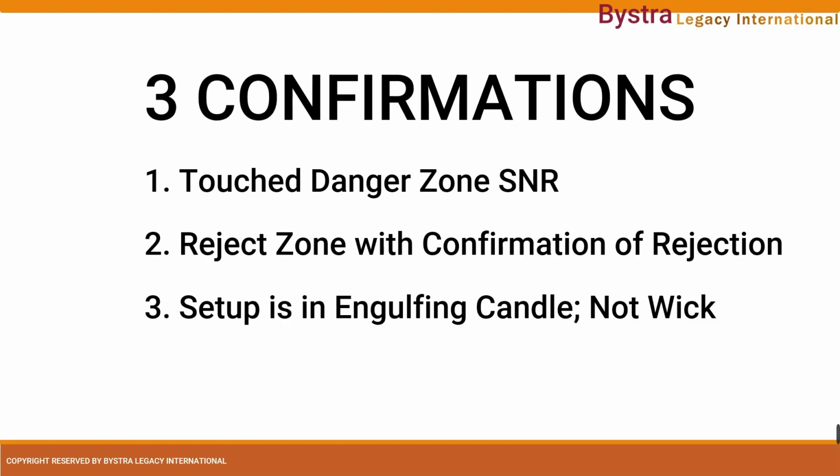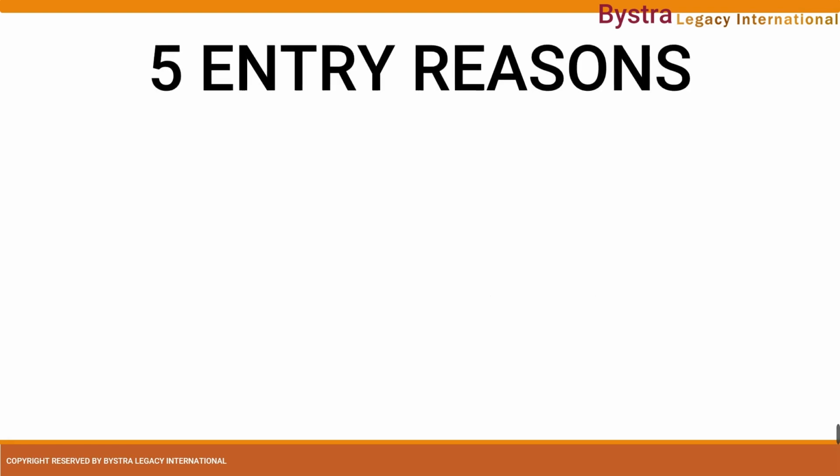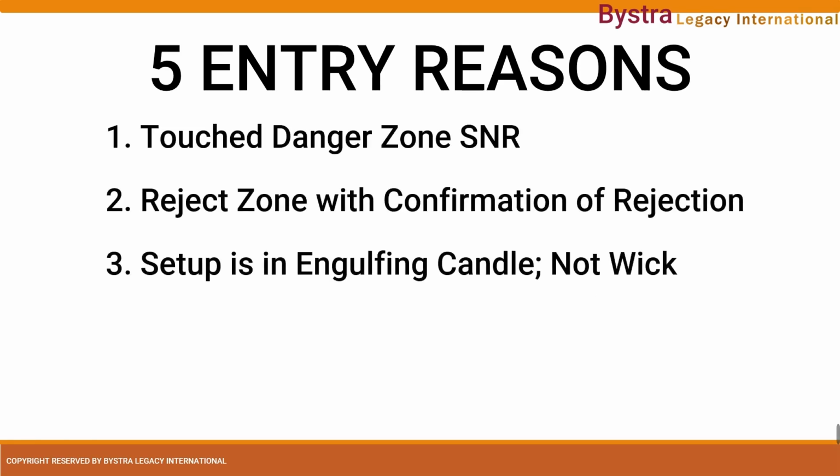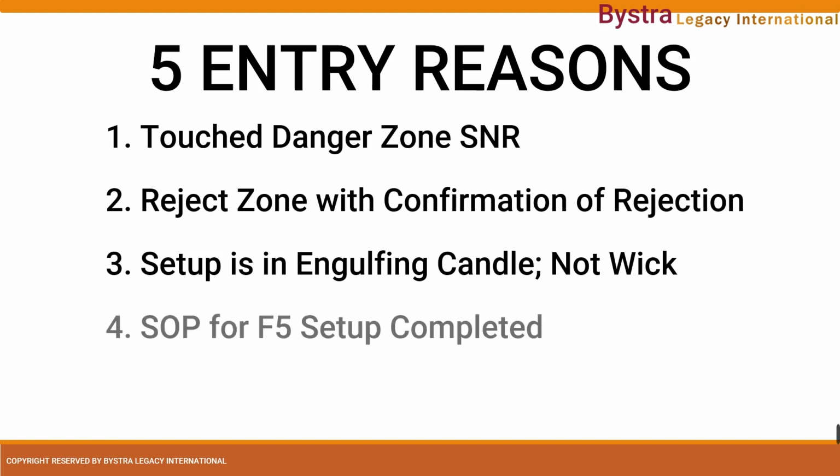Alright, very good. Now let's have a look at the 5 reasons. The 5 reasons are actually very simple as well. So it will go as the first, second, third from the confirmation. Now the 4th thing that you need to take note of is to make sure the SOP for the F5 setup is completed. So let's say you must have a QM continuation setup, make sure that the head of the QM has to be on the second drive, etc. Hopefully you should be very familiar with the F5 setup by now.